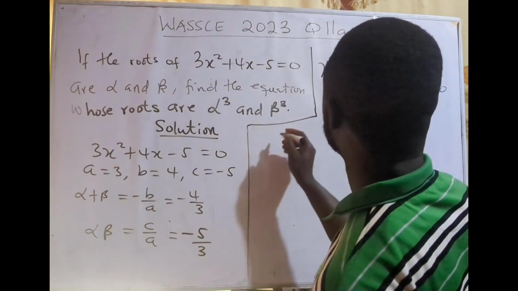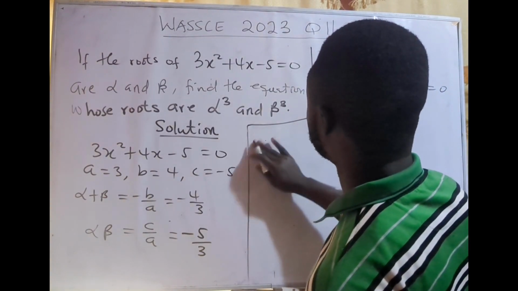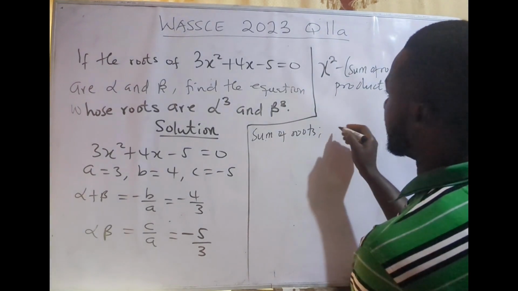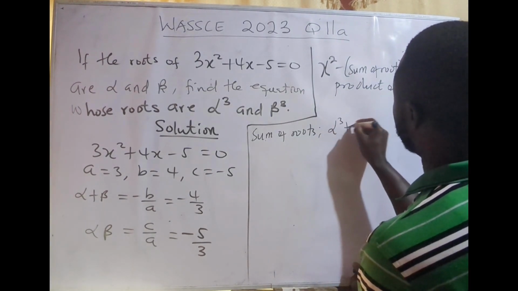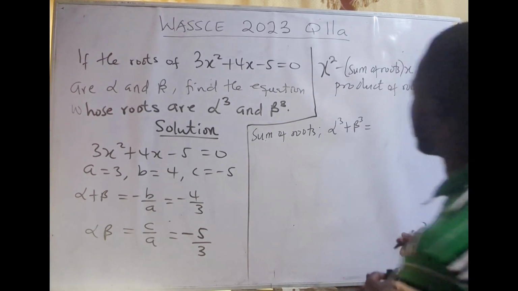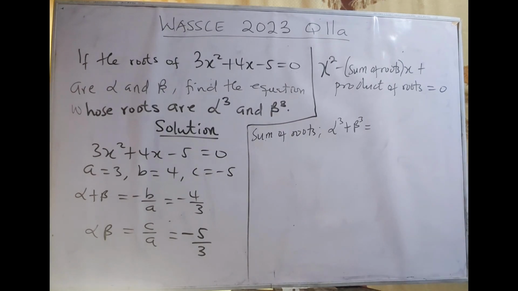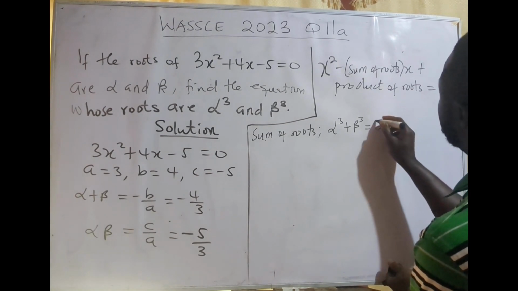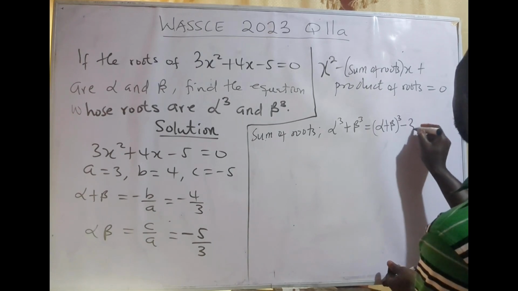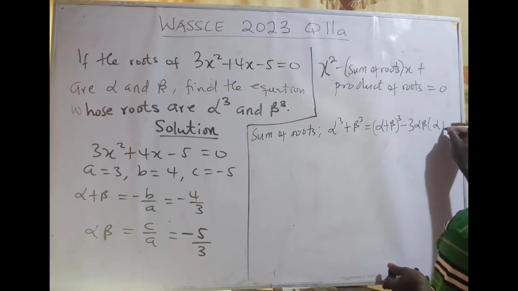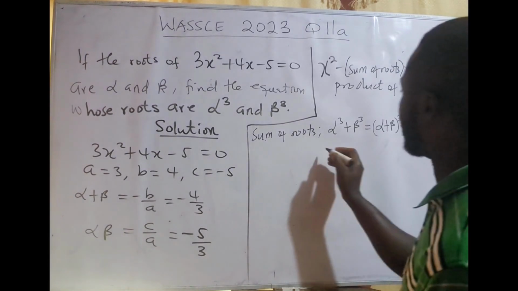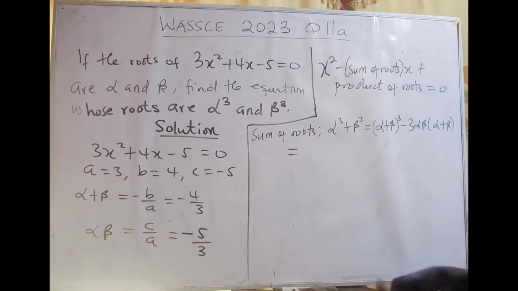All right, so let's find the sum of these roots and then we find the product. Okay, so the sum of roots, which is alpha cube plus beta cube. And what is alpha cube plus beta cube? From our previous session, we learned that alpha cube plus beta cube is alpha plus beta all cube minus 3 alpha beta, then alpha plus beta. So this is what we learned about alpha cube and beta cube. All right, so now let's substitute our values and then we are good to go.